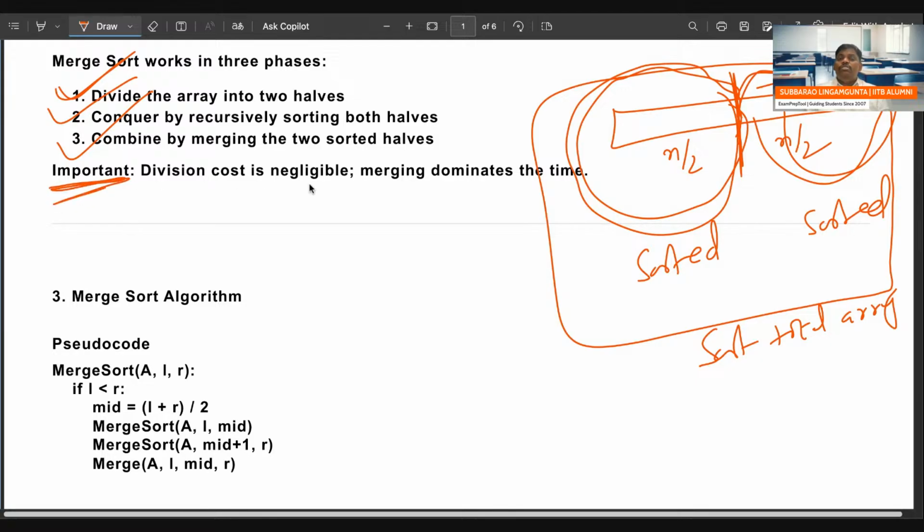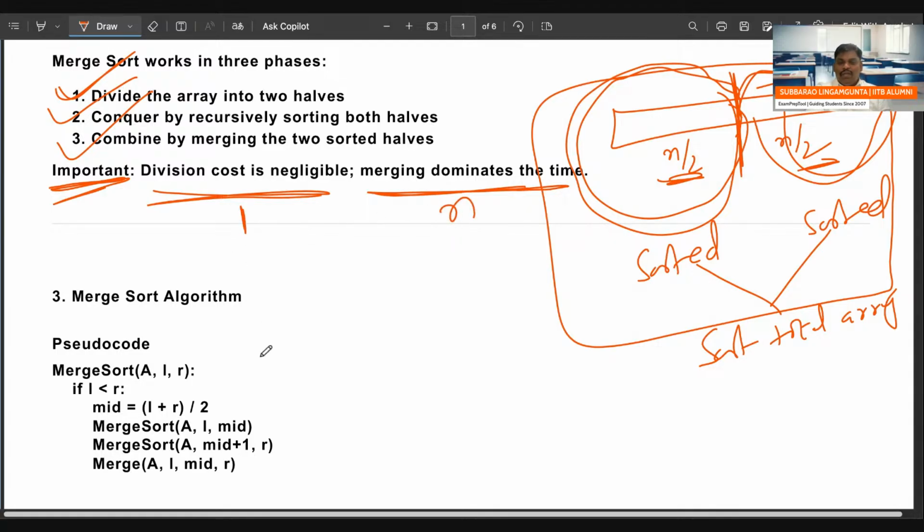Remember this one: division cost is negligible. Why? You are simply doing one division. Suppose 100 elements are there, 100 by 2, 50 and 50. Time complexity means loops required. When you divide, where is the loop? So division cost is negligible, but merging cost is more. How much more? You are merging n by 2 elements and n by 2 elements, so merging time is going to be n. This will take n time, and division will take constant time.